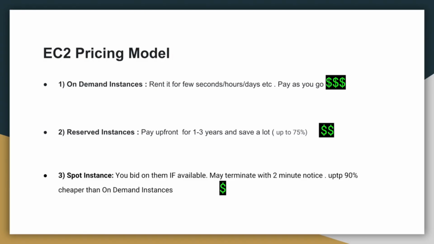You have to bid on them if available, and you may get a big discount when using spot instances. So depending on your workload and depending on your needs, you can use a mix of on-demand, reserved, and spot instances to make better utilization of the resources and control your cost. Let's look at fact number 8.